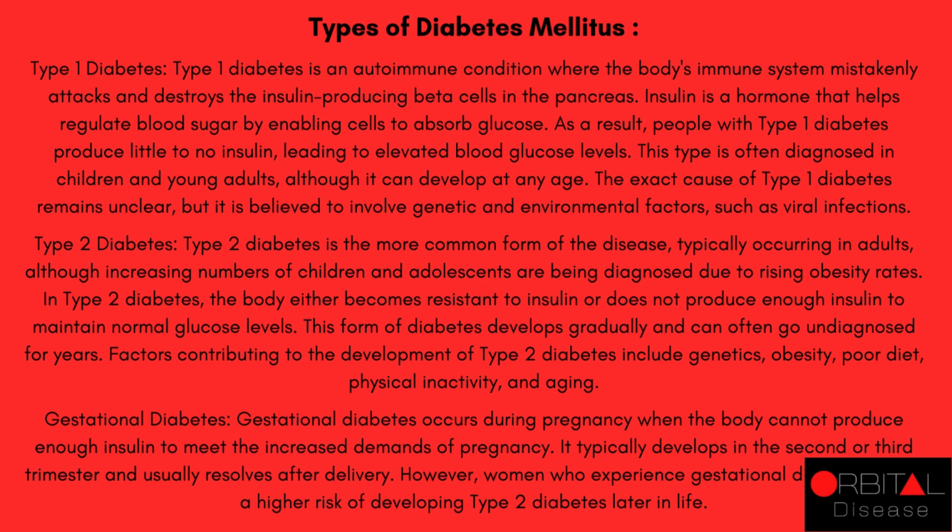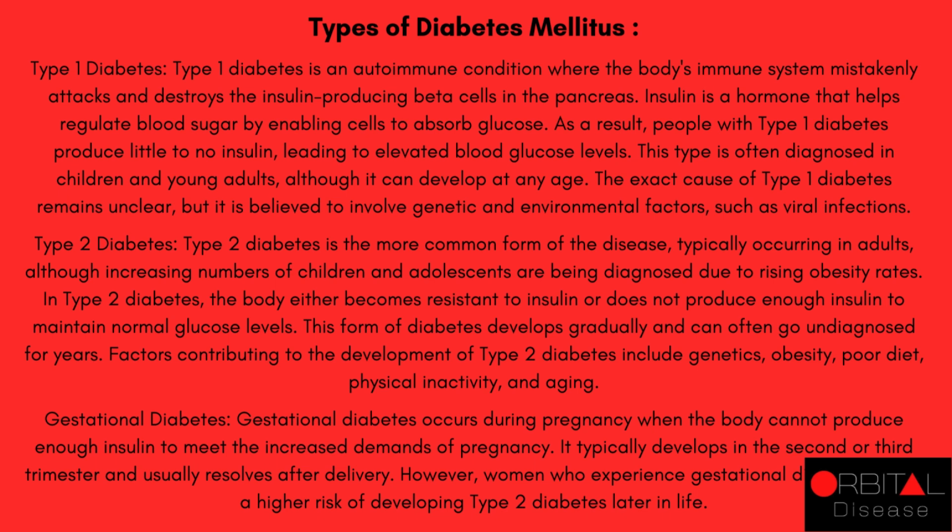Types of diabetes mellitus. Type 1 diabetes. Type 1 diabetes is an autoimmune condition where the body's immune system mistakenly attacks and destroys the insulin-producing beta cells in the pancreas. Insulin is a hormone that helps regulate blood sugar by enabling cells to absorb glucose. As a result, people with type 1 diabetes produce little to no insulin, leading to elevated blood glucose levels. This type is often diagnosed in children and young adults, although it can develop at any age.